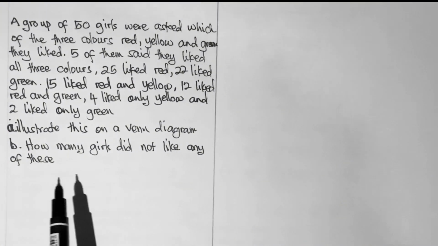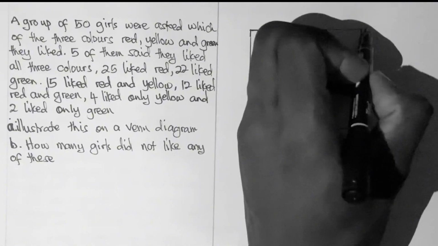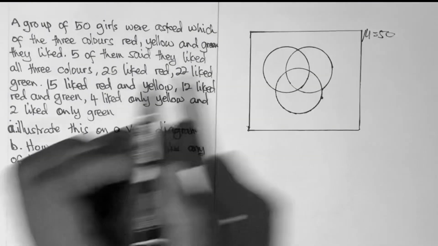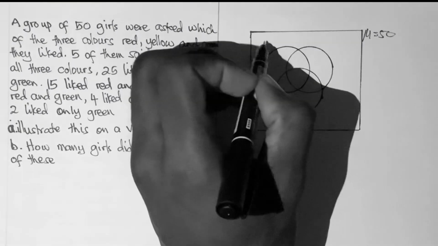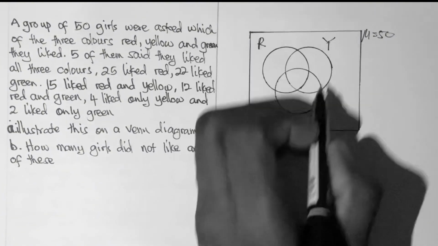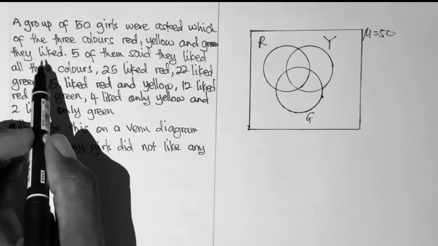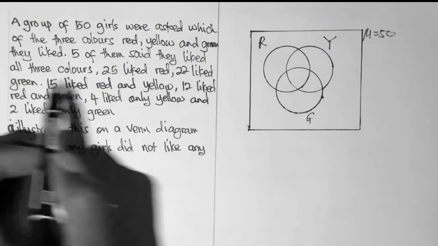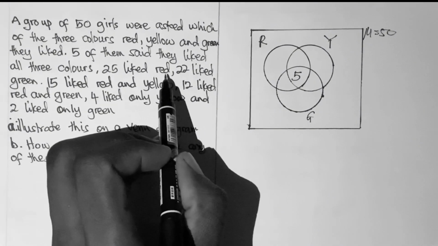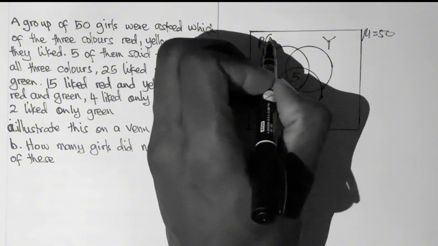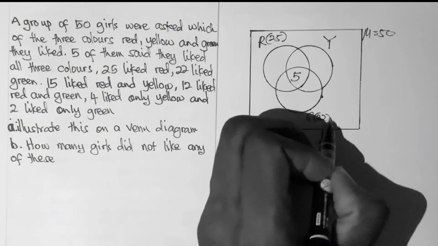So let's first sketch our Venn diagram. The universal set is mu, which is 50 students. They are actually girls, so 50 girls. We are talking about color red, color yellow, and then color green. Then the question says that 5 of them said they liked all three colors, so here's 5. Then 25 liked red, so color red is 25. 22 liked green, so here's 22.